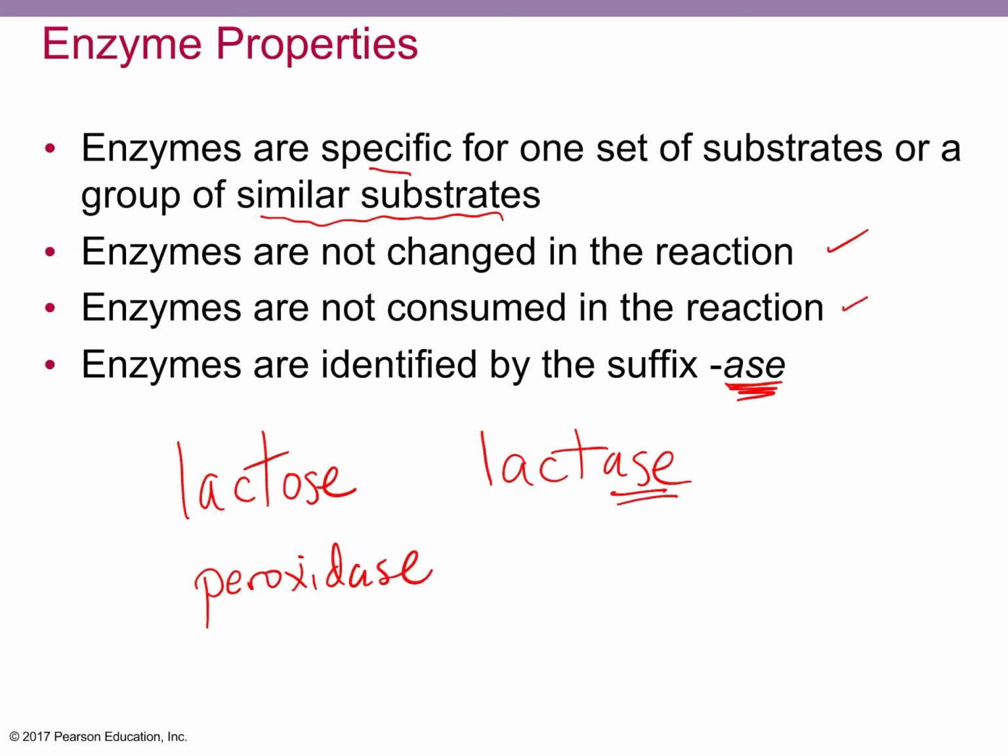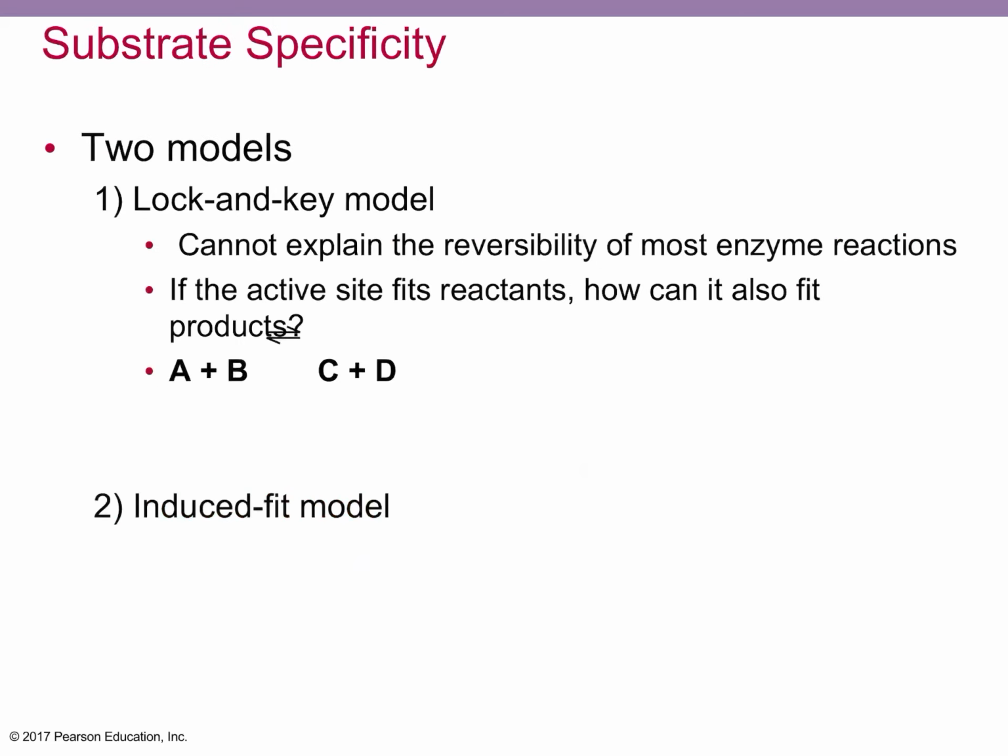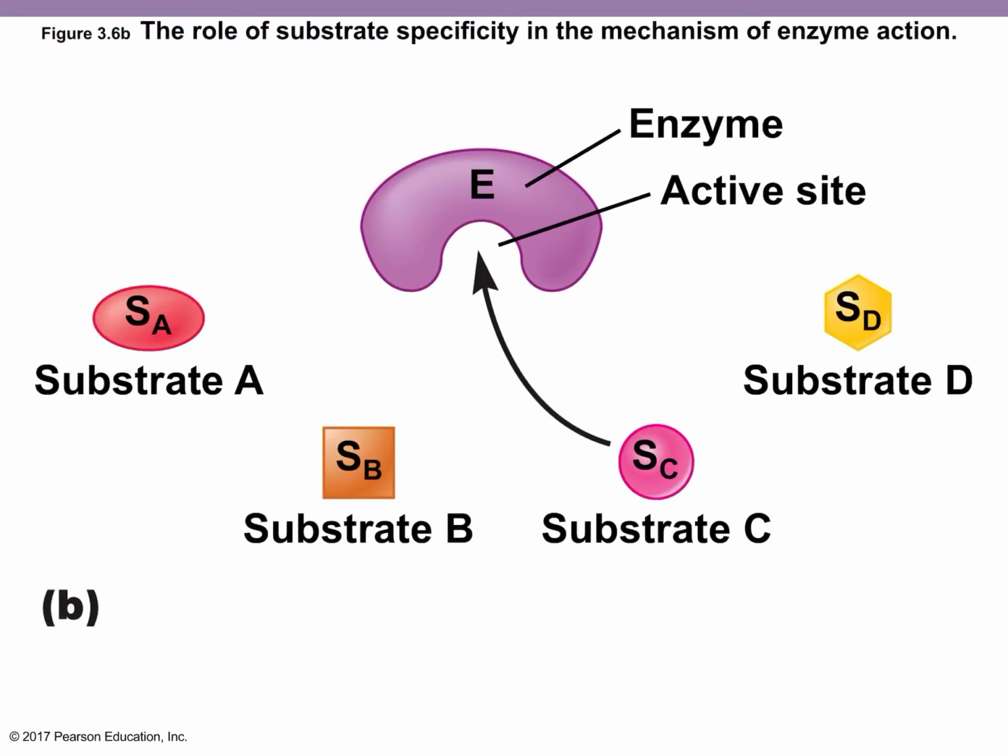All right, so let's take a look at the two models. How does the substrate fit into the enzyme's active site? There is a lock and key model, which is basically where you have an active site that is sort of fixed in place. You have substrates whose shape doesn't change either, and whichever substrate fits into the active site, like a lock and a key, that's the substrate for this enzyme.